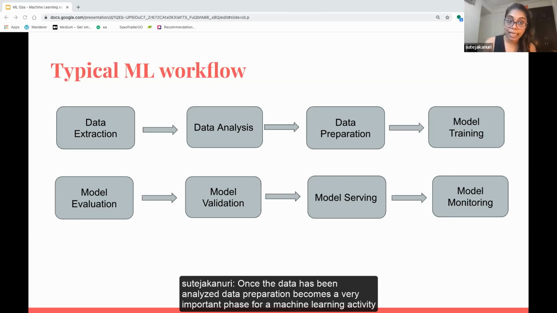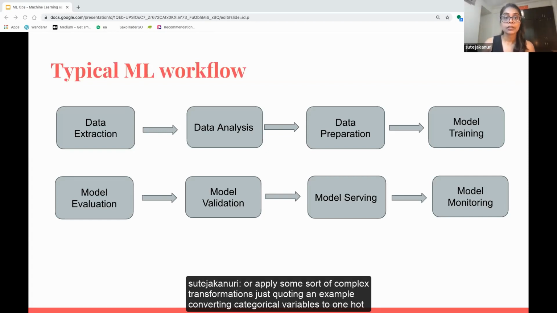Once the data has been analyzed, data preparation becomes a very important phase for a machine learning task, which involves ample amounts of cleaning, changing, or splitting the data itself into training data sets, validation data sets, or test data sets, or applying some sort of complex transformations. Just quoting an example, converting categorical variables to one hot encoding. So this is where the entire chunk of preparation happens before it actually enters the model training phase.